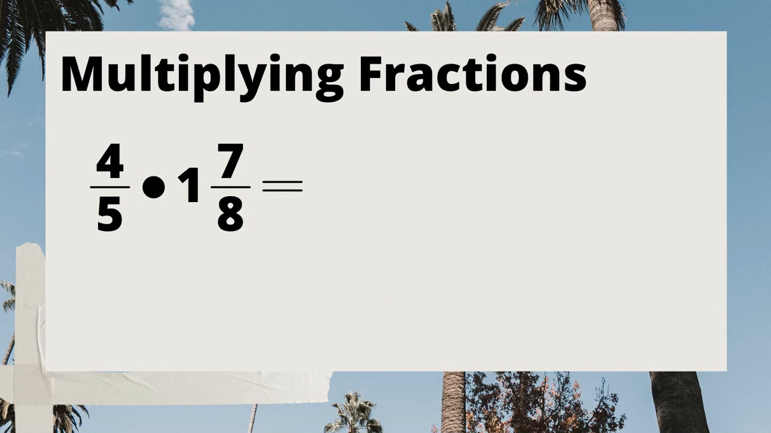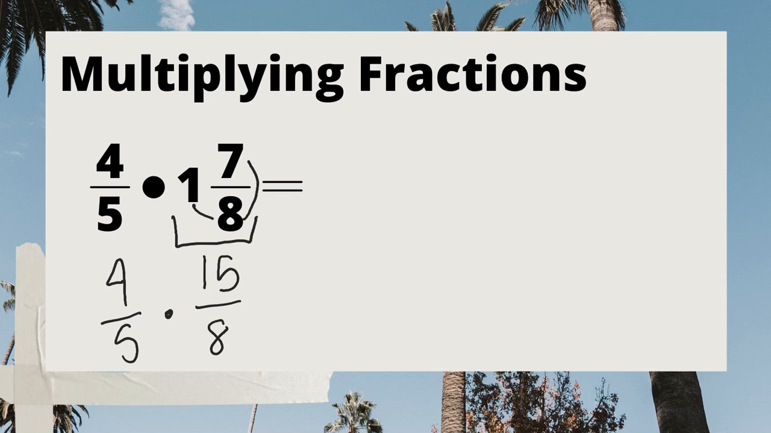All right, so first let's get started by changing this mixed number into an improper fraction like we talked about. So 1 times 8 is 8. 8 plus 7 is 15, so this fraction will become 15/8. And then this first fraction is just 4/5. That's already fine, so we leave it 4/5.